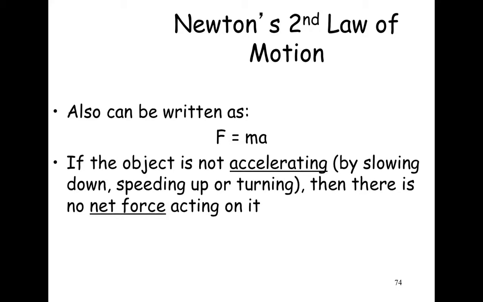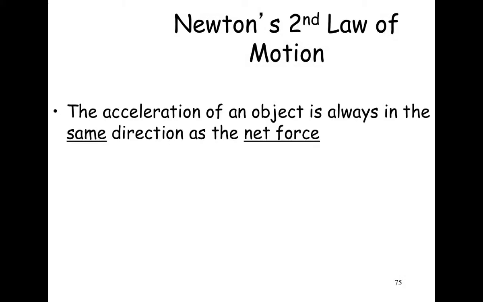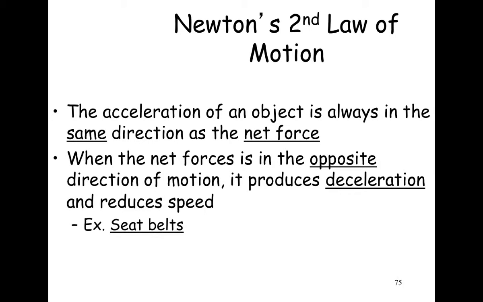What we have to keep in mind based on what we learned about force is that the acceleration is always going to be in the same direction as the net force. When the net force is in the opposite direction of motion, it produces deceleration and reduces speed. For example, seat belts provide force in the opposite direction of motion when you are in a car, so that you decelerate and slow yourself down, because remember, inertia is telling you to keep going forward. Seat belts slow you down.